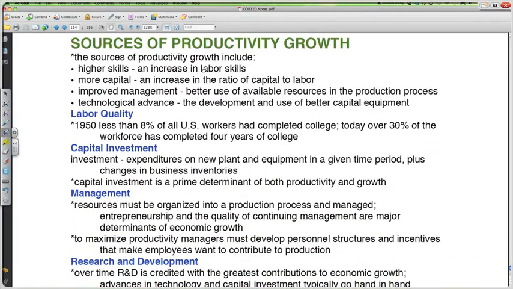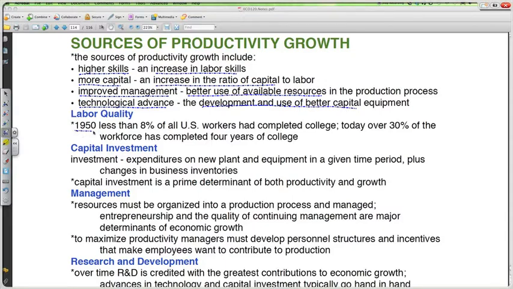For some other sources of productivity growth, we can have higher skills, such as an increase in labor skills. More capital, so an increase in the ratio of tools that each of those workers has. Improved management, so the entrepreneurial ability is better. We know how to better use those resources within the production process so they produce more. And also technological advance, so the quality of that capital equipment is increasing.